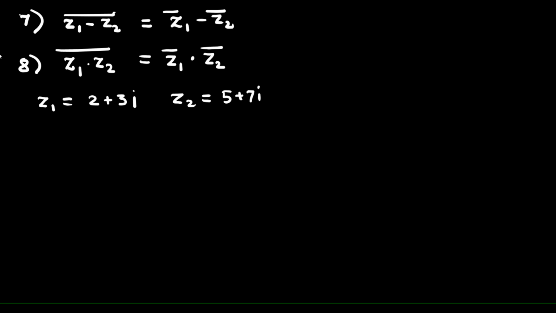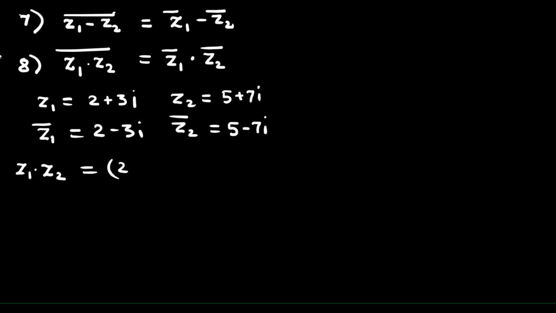Okay, so what will be the value for the Z1 conjugate? That will be equal to 2 minus 3i, and then Z2 conjugate will be equal to 5 minus 7i. Then we'll do the multiplication of the complex numbers Z1 into Z2, that will be equal to (2 plus 3i) into (5 plus 7i).